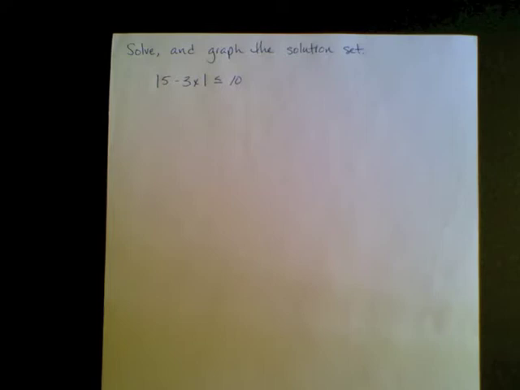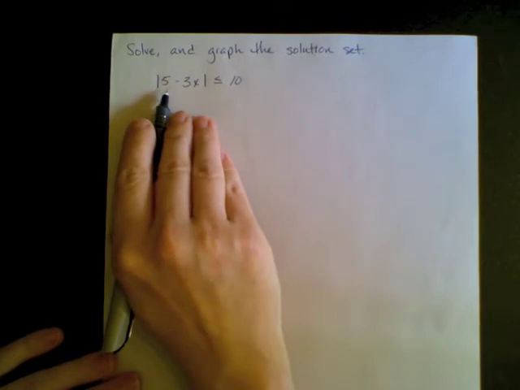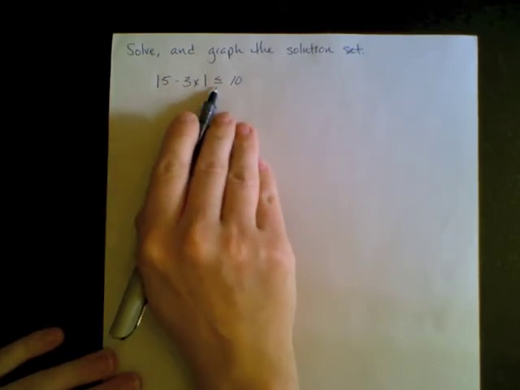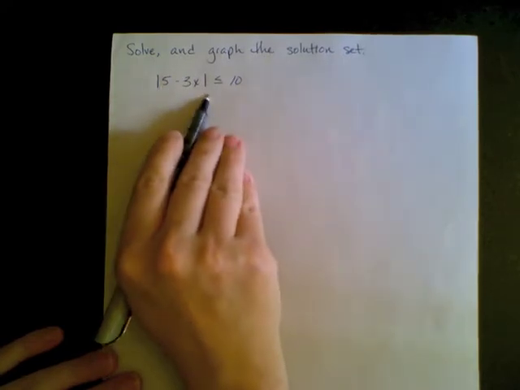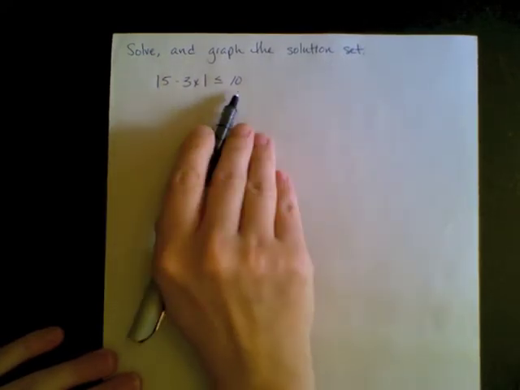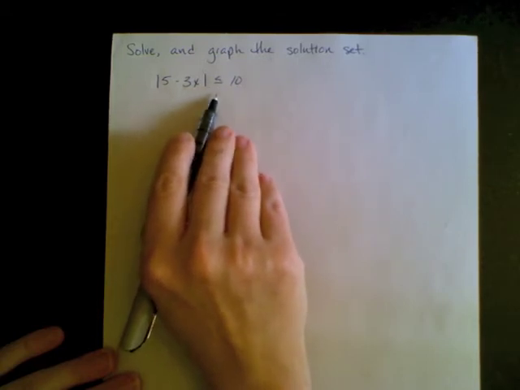All right, so our first example that we're going to work is this one here. The absolute value of 5 minus 3x is less than or equal to 10. So I have an absolute value expression on the left, a positive number on the right, and I can rewrite this as a compound inequality. That's going to be my first step.